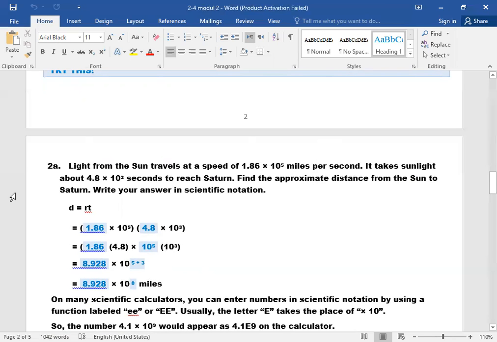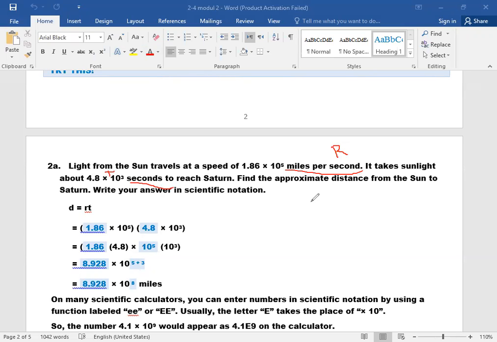So this one represents what? Miles per second. So miles per second denotes the rate. It takes sunlight about 4.8 seconds to reach Saturn. So this one represents the time.